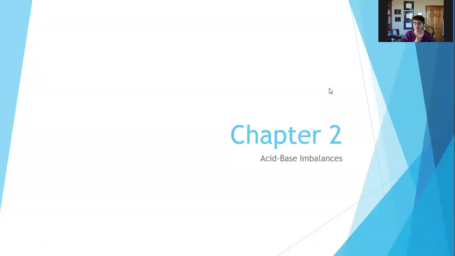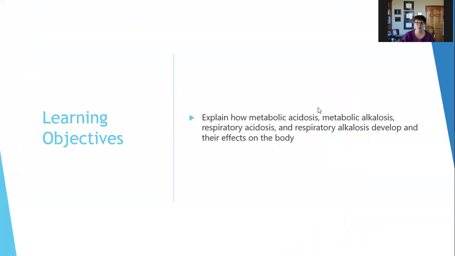Here's where it gets really interesting, acid-base imbalances. So the learning objectives for this part are to be able to explain how the different types of acidosis and alkalosis develop and their effects on the body. So lots of different things going on here.